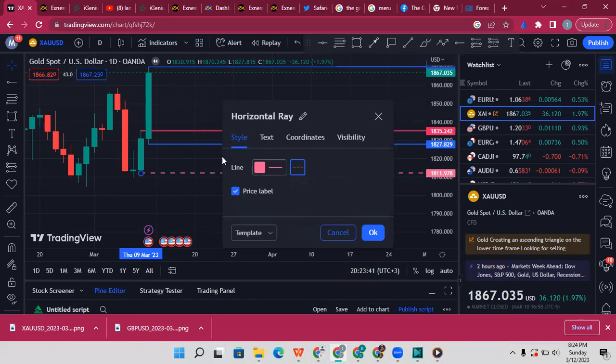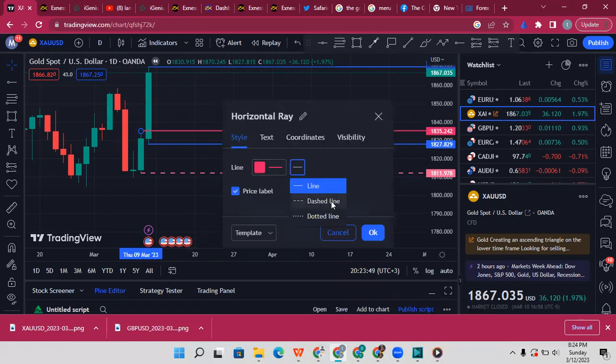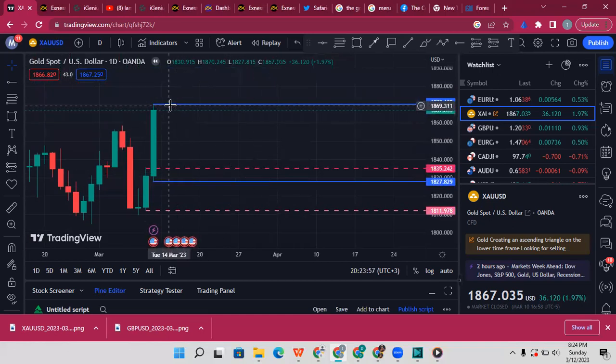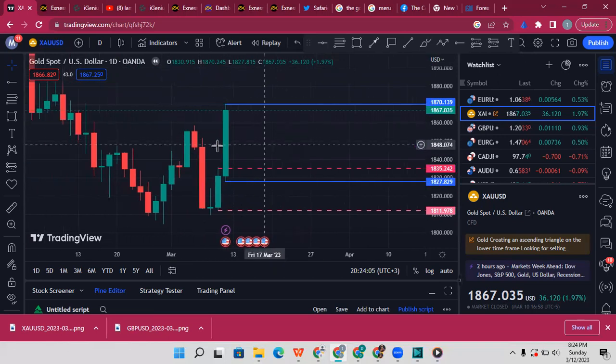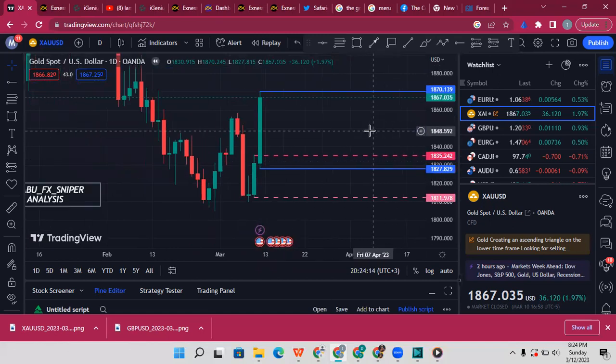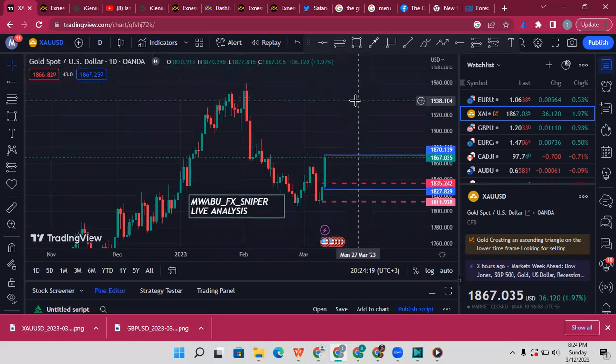Dashed, it's better. Dashed. Let me also put this one dashed so that I can know this one was on Thursday. Dashed. So this is the higher high on Thursday, and this is the lower low on Thursday. On Friday, this is the highest point where price reached, and the lowest point where price reached. On Wednesday, we can see it was here and here. So I'm going to be working with only 2 days. So after that, I get into the higher time frames, which is the weekly and daily time frames.